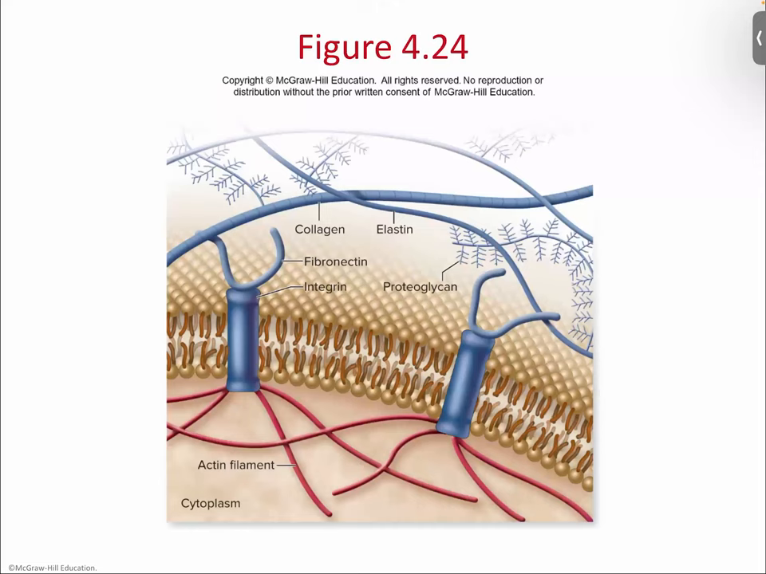So here's what it looks like to anchor your cell. Here's a cell. On the inside of the cell, you have your cortical actin. This is your cortical actin. And to that, you have a protein that is embedded in the membrane. You can see it goes all the way through the membrane. On one side, it is anchored to the cortical actin, at your cytoskeleton. Now on the other side, you have an anchorage to the extracellular matrix.